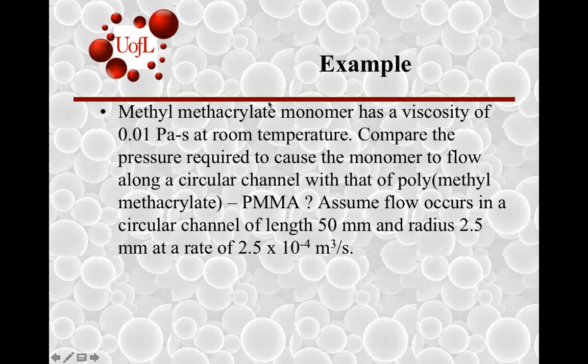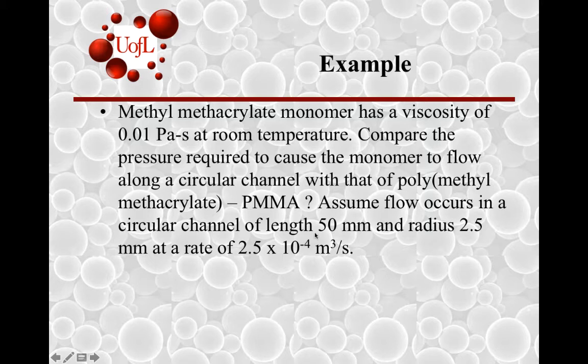For a methyl methacrylate monomer, you're given a viscosity at room temperature. You're doing a casting of this monomer. Typically, this monomer is cast for creating transparent plexiglass plates. It's also used for making contact lenses.